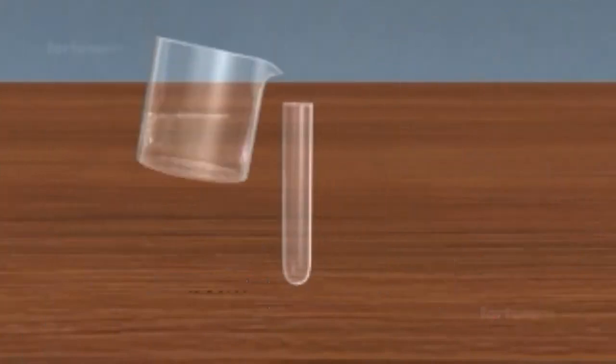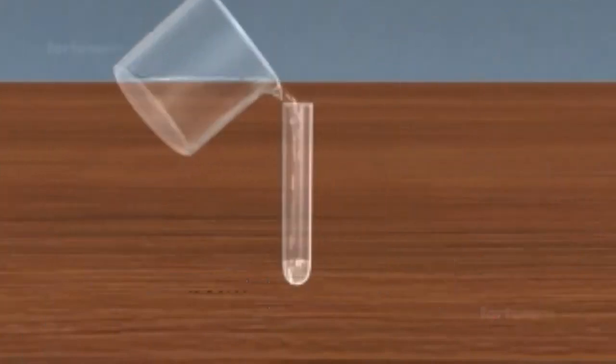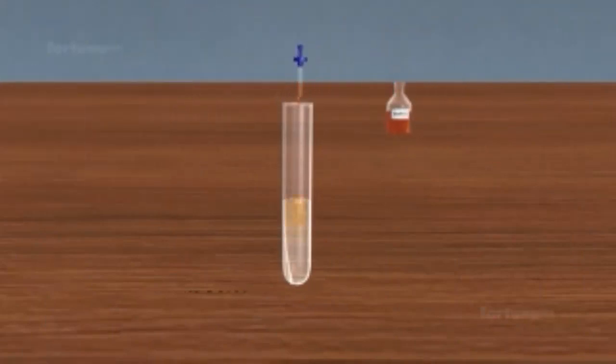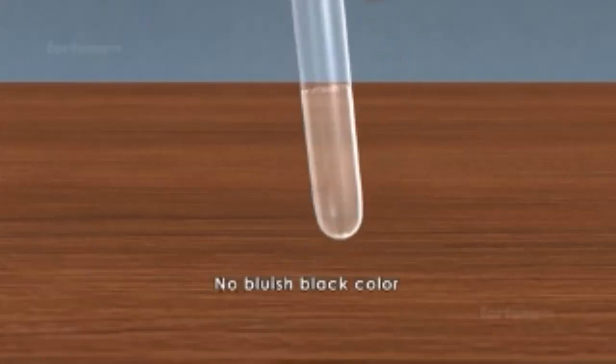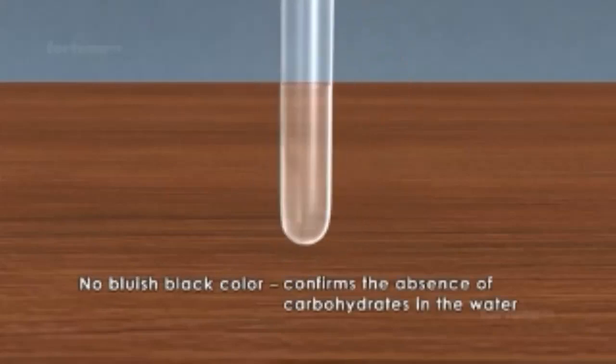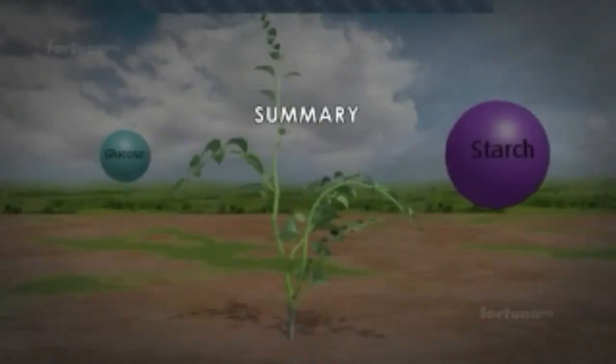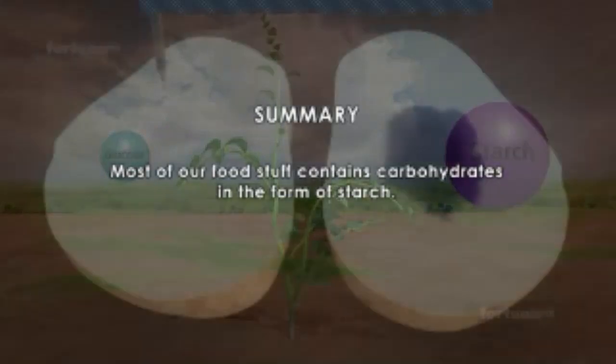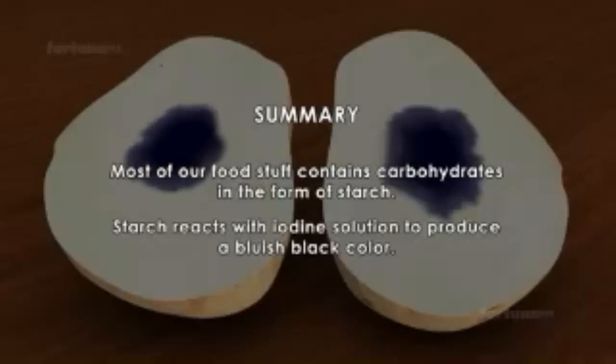Let's test for the presence of starch in plain water. Add 2 drops of the iodine to water. Water will not turn bluish-black, confirming the absence of carbohydrates in the water. Summary: most of our foodstuff contains carbohydrates in the form of starch. Starch reacts with iodine solution to produce a bluish-black color.